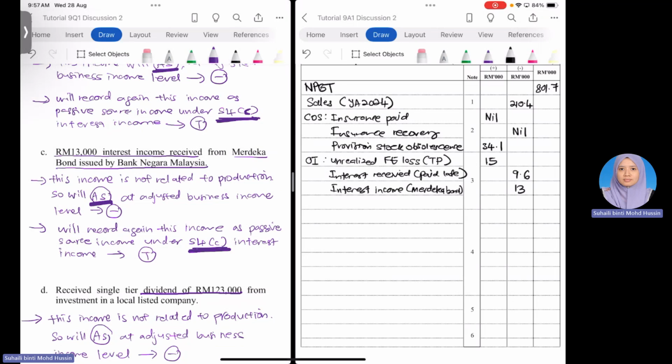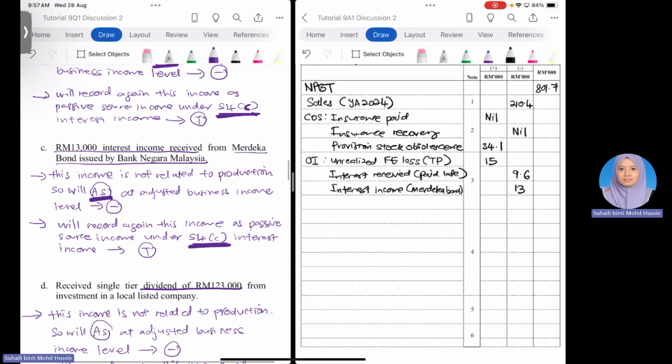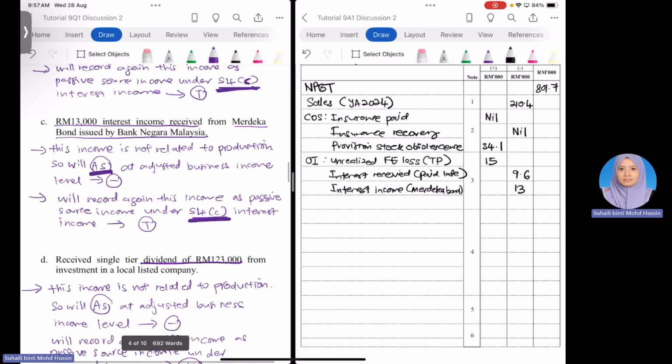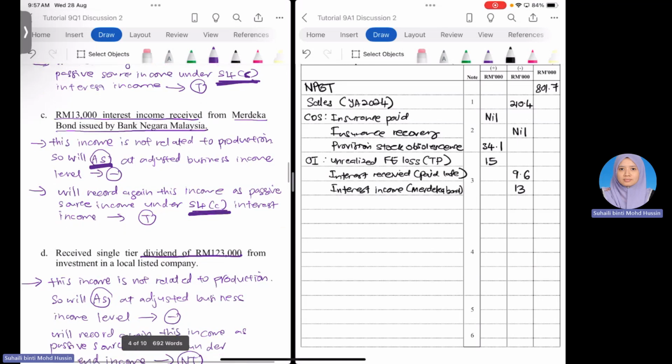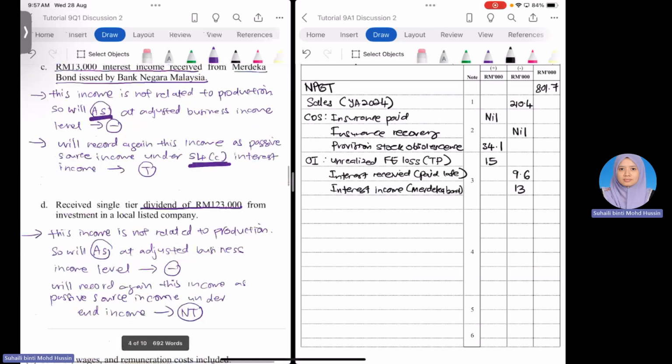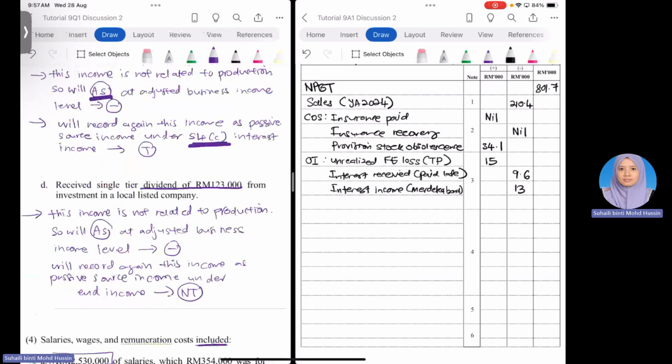Okay, another income or another amount or item that you record together under the notes number 3, we have dividend income. 123,000 ringgit that the company invested in the local listed company. So the company invests in the local listed company, so they get dividend 123,000 ringgit. So this is another item that is not related to the production of the pharmaceutical product. Okay, remember that they are producing pharmaceutical product and supplementary product. So when they invest in the local listed company, this is not related to their production.